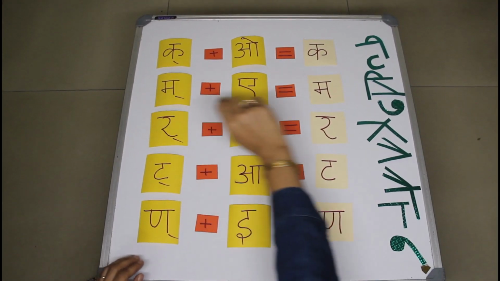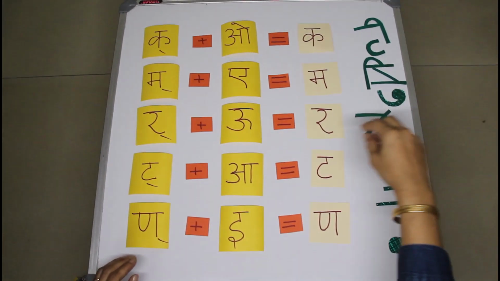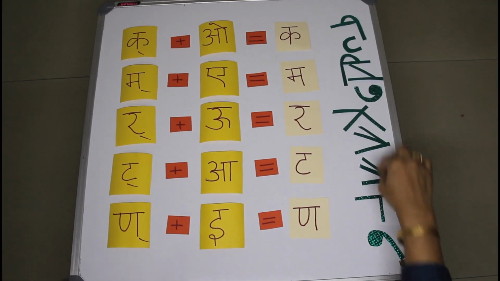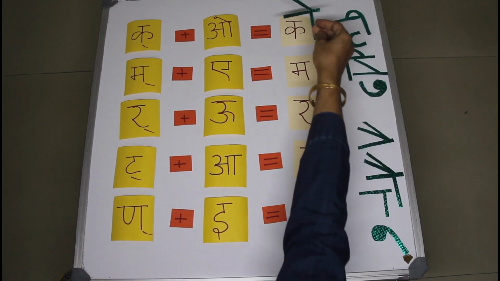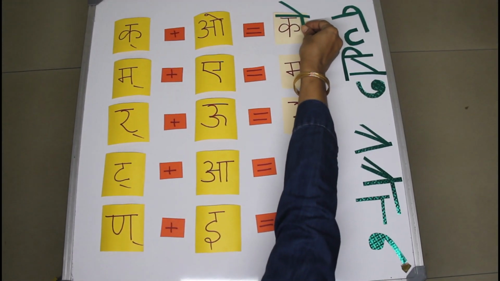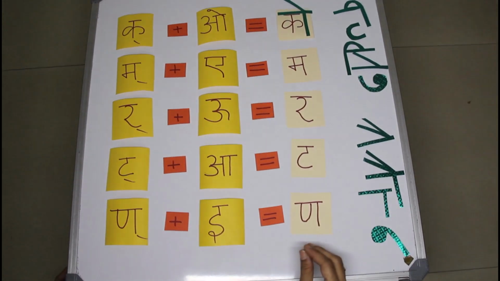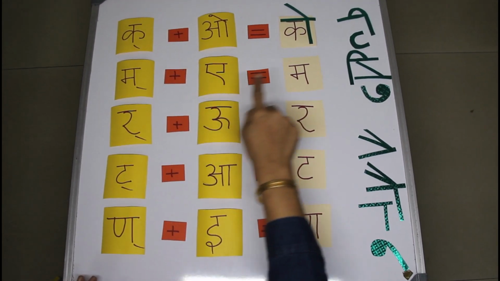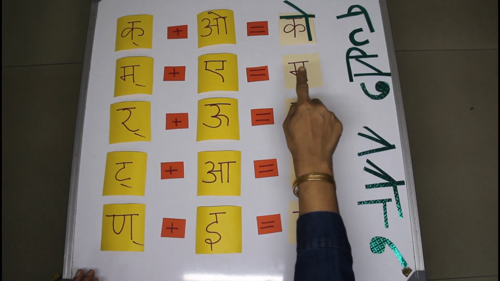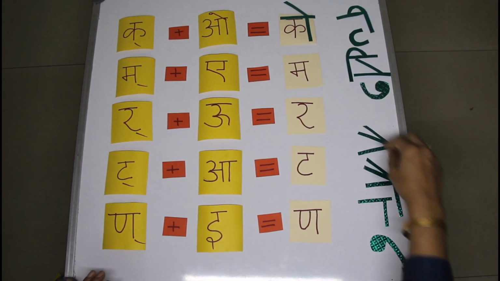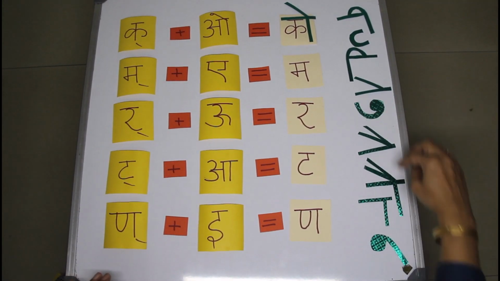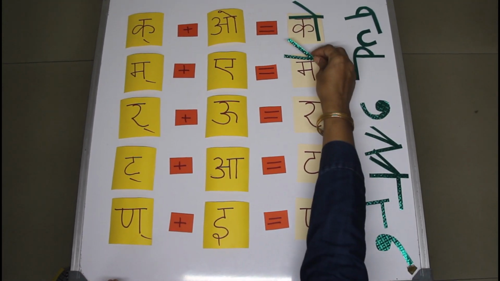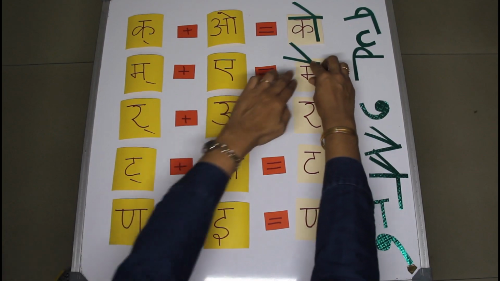Now, the ka halant plus O is equal to ko. So I need the O matra. I find out, yes, the O matra is here. And I keep next to this. That becomes ko. Now next is ma halant plus A is equal to, it will become me. So I need to find the A matra. Let me see where it is. Yes, I found it. So I keep it here. This becomes me.